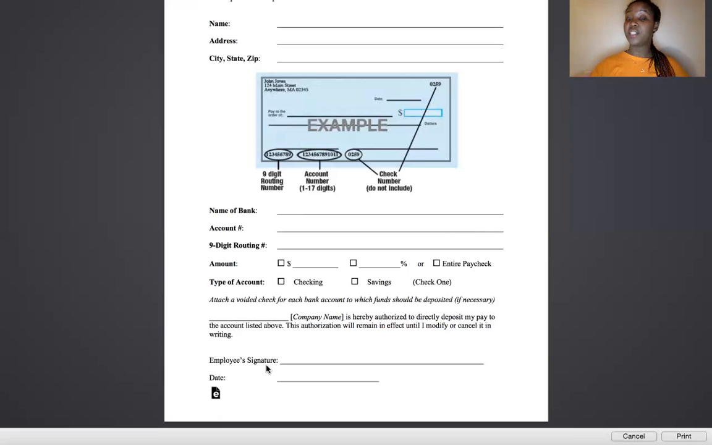So employee's signature. So I am the employee and you are the employee. So then you would sign your name over here. So I would sign Pacific Uwayezu. And then last but not least, you put the date. So you put the date that you are filling this form out. So for example, if I was filling this form out today, I would put November 16th, 2020. I almost forgot the date. So I would put 11-16-2020.